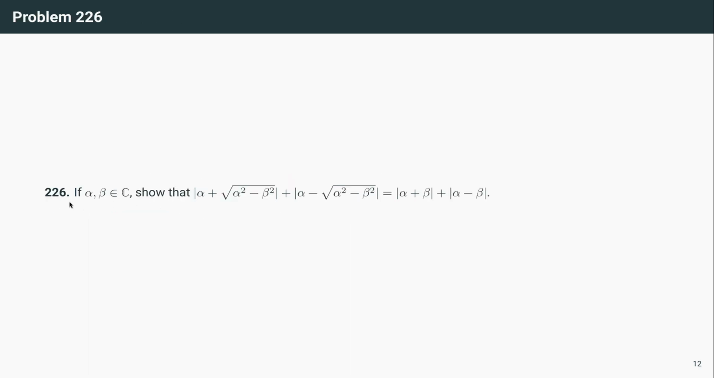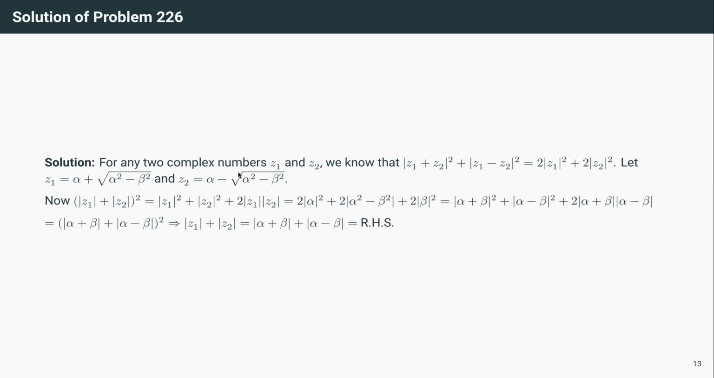Question 226 says that if alpha and beta are members of the complex number set, so that basically means alpha and beta are complex numbers, so that mod of alpha plus square root of alpha square minus beta square plus mod of alpha minus square root of alpha square minus beta square is equal to mod of alpha plus beta plus mod of alpha minus beta.